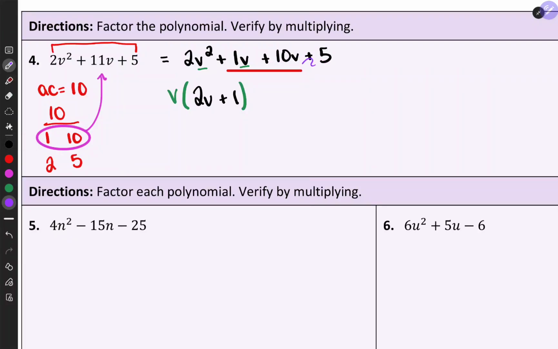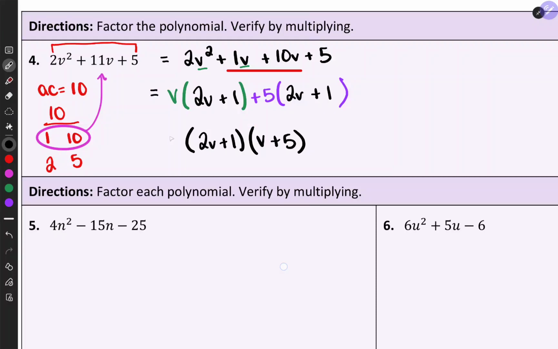Over here, with 10v and 5, they each have a common factor of 5. So I can factor out a positive 5, leaving, well, if I take 10v divided by 5, I'm left with 2v. If I take 5 and divide it by 5, I get 1. So what's in the parentheses? 2v plus 1. And everything outside the parentheses, v plus 5.